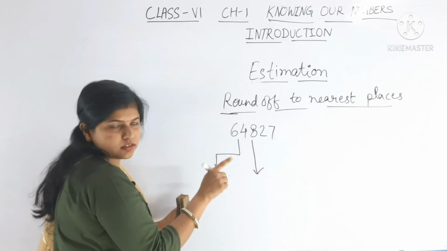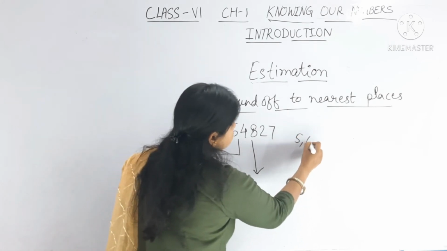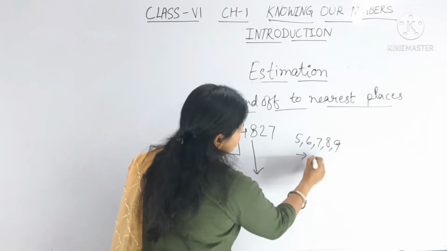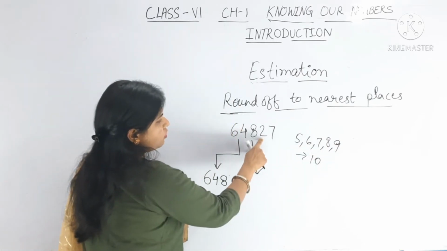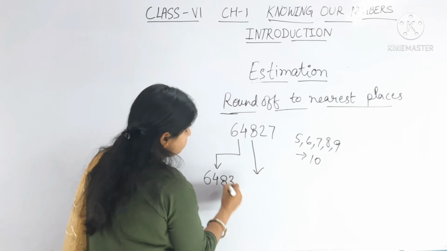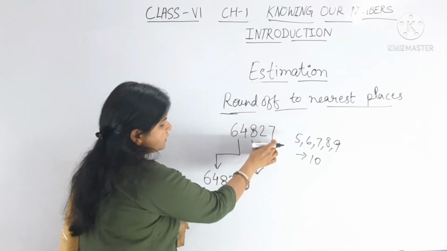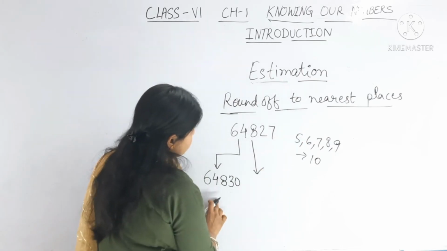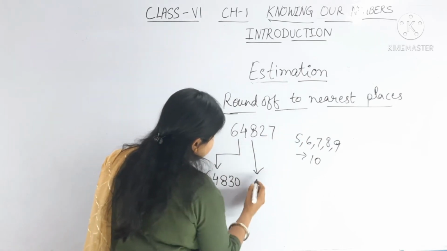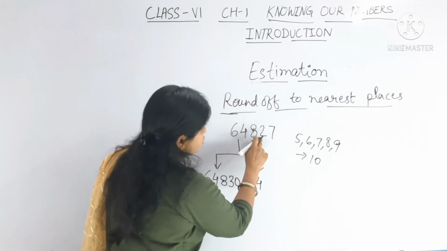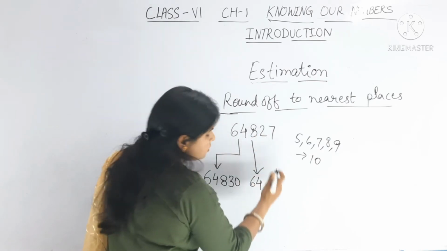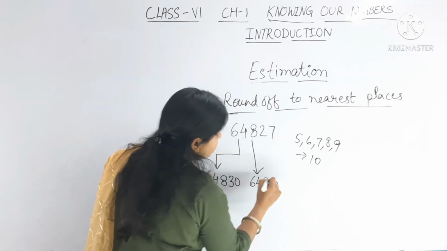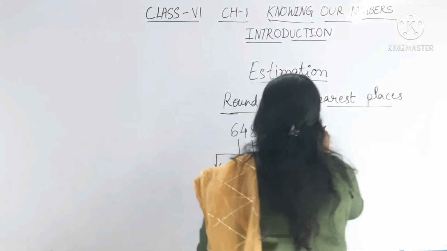I had told you just now that if you have 5, 6, 7, 8 in the ones place, it will make 10, right? So 2 will become 3. Means for 27 we will get 30, that is the nearest place. So for the ones place, we will see here is 2, so no changes here. You can write 6, 4, 8, and in these places you have to write 0, 0.